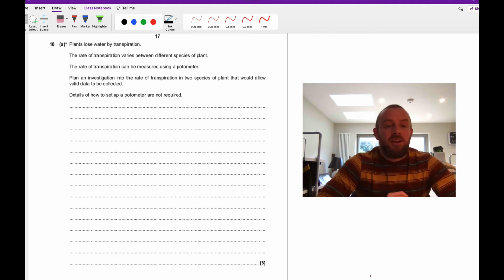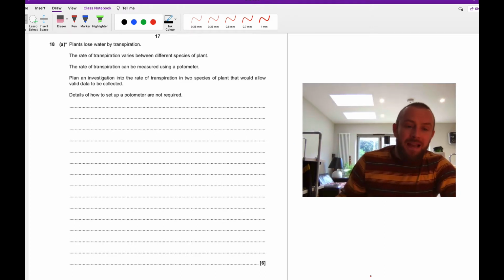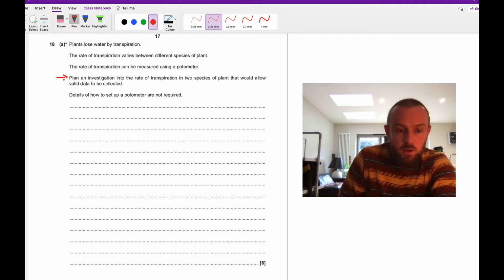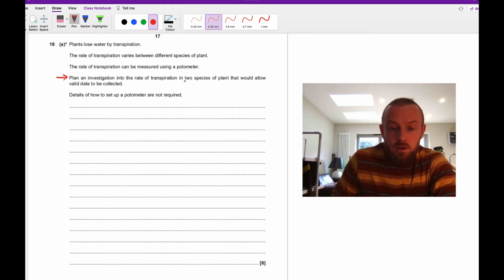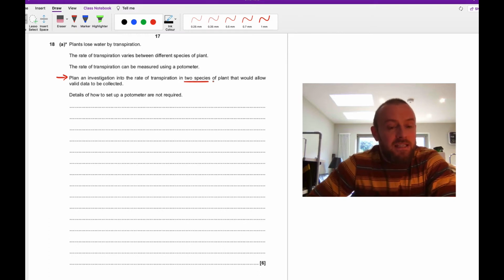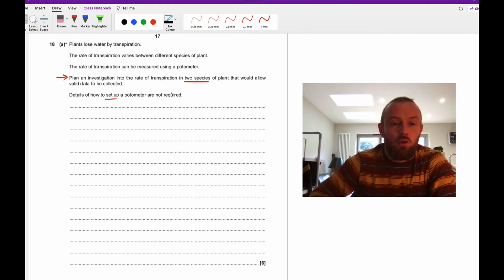Okay, question 18. Plants lose water by transpiration. The rate of transpiration varies between different species of plant. The rate of transpiration can be measured by using a photometer. Plan an investigation, here's the question, into the rate of transpiration in 2 species of plant that would allow valid data to be collected, and details of how to set up the photometer are not required.